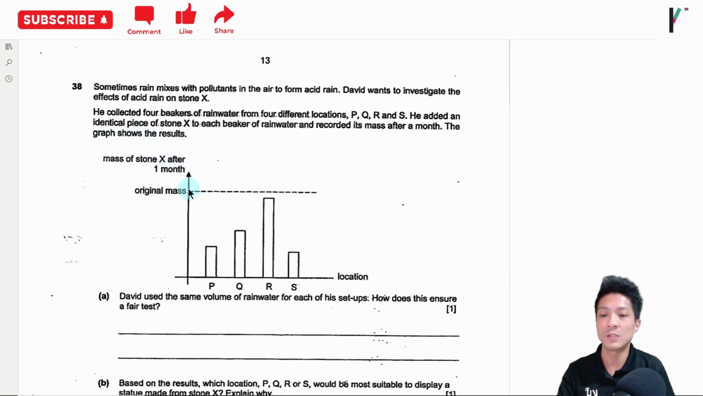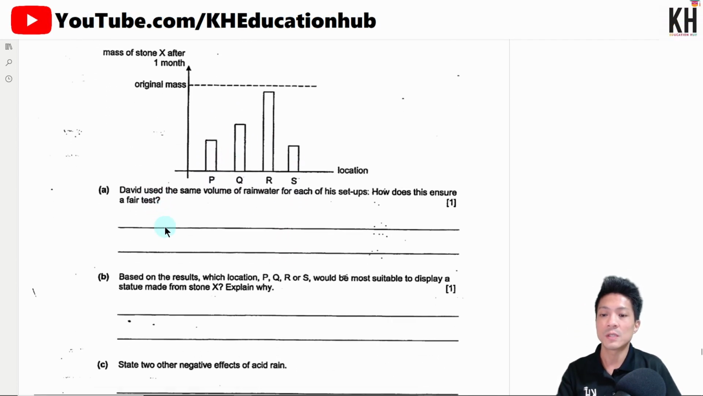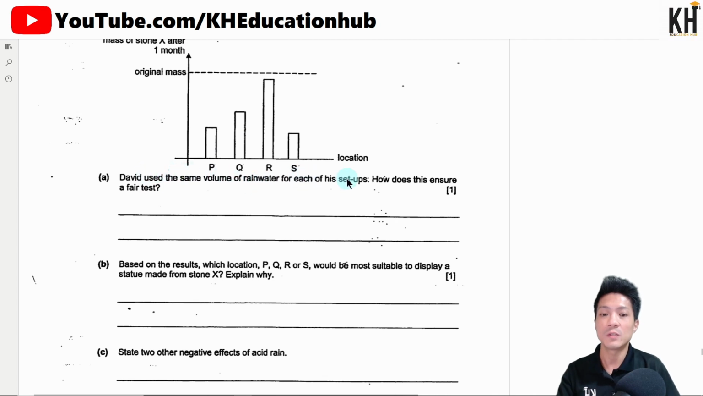So this is the original mass of the stone, and we can see that the mass of the stones reduced. So David used the same volume of rainwater for each of his setups. How does this ensure a fair test?